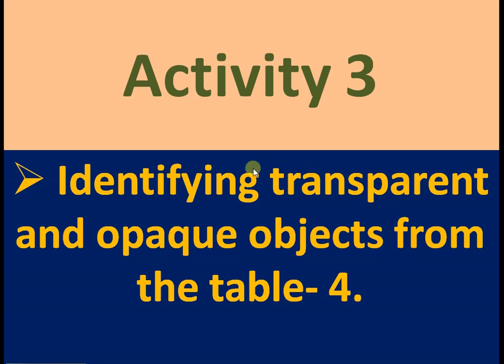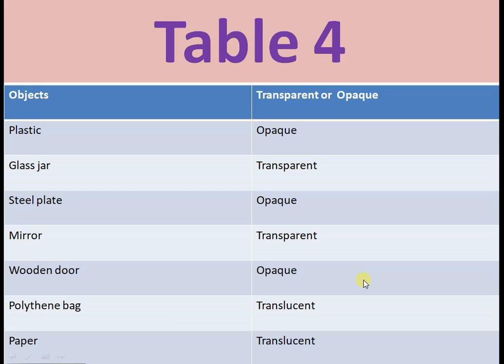Activity 3. Identifying transparent and opaque objects from Table 4. Some of the objects are here. Are they transparent or opaque? You can identify it. Plastic, it is an opaque object. Glass jar, transparent. Steel plate, opaque. Mirror, transparent. Wooden door, opaque. Polythene bag, it is translucent.